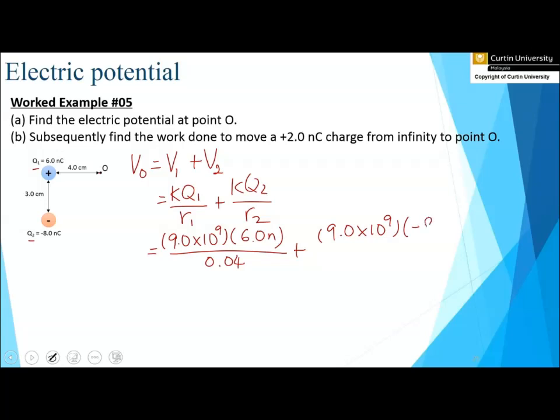So for this one, remember the negative sign. That will give you your potential at that point, which is negative 90 volts. Subsequently, find the work done to move a charge of 2.0 nanocoulomb from infinity to point O. Right, now I'm moving a positive charge from infinity to here.